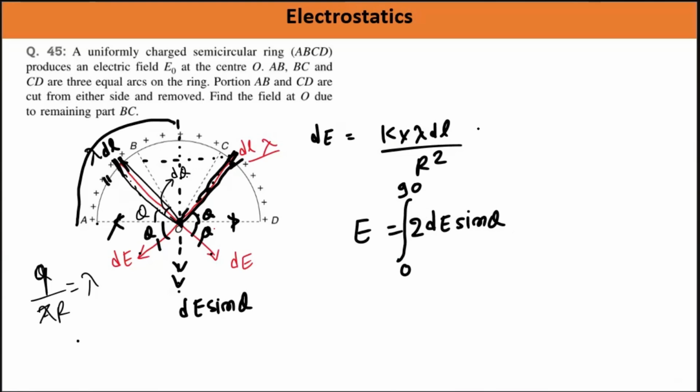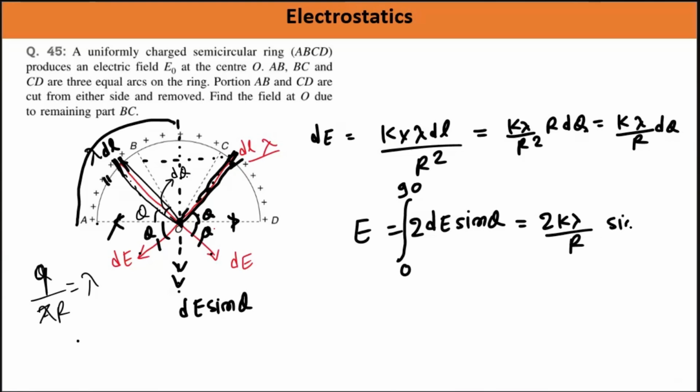Now we simply need to break things. Write down dE. What else can you write for it? Like, look, K lambda dL by R squared, and dL can be written as what? This is the length of the arc which is contained in angle d theta. So this will be nothing but R d theta. Okay. So one R will get cancelled and this will become K lambda by R d theta. So simply put it here. So this is 2K lambda by R, sine theta d theta, and the limit changing from 0 to 90 degrees.